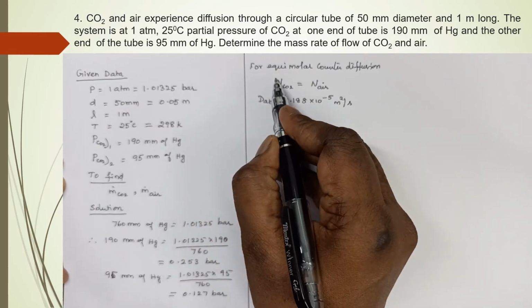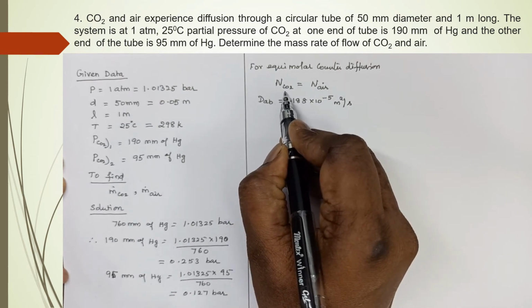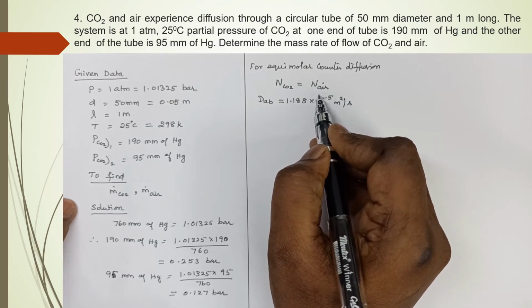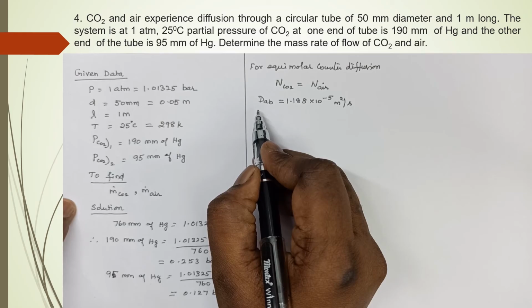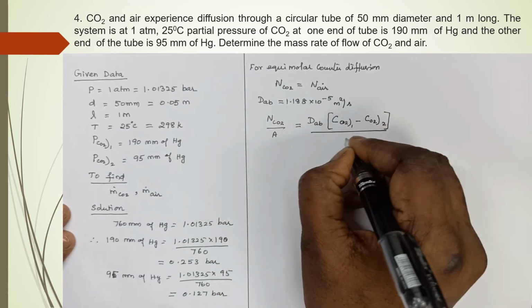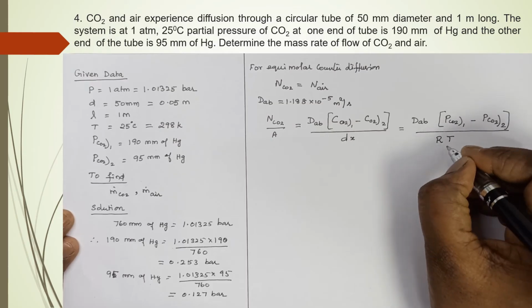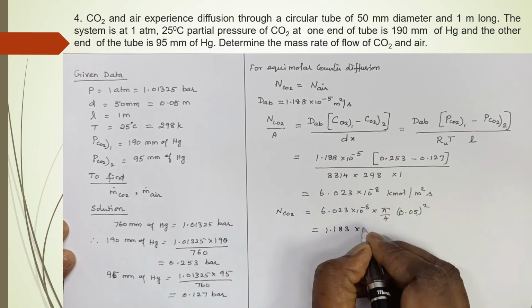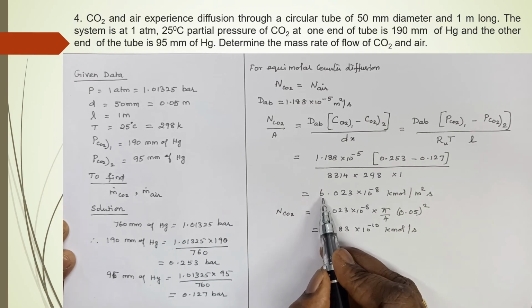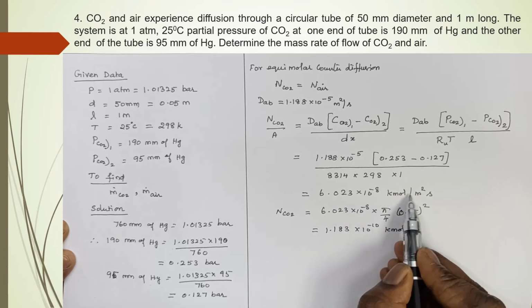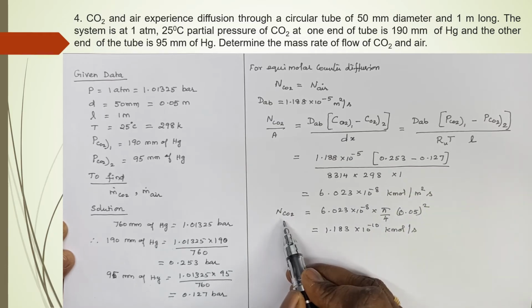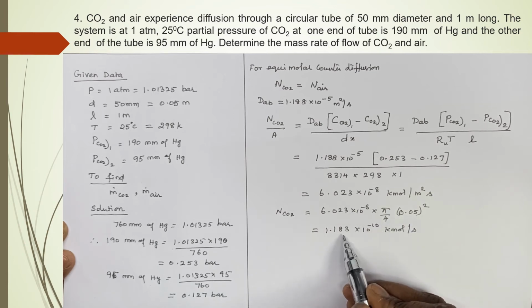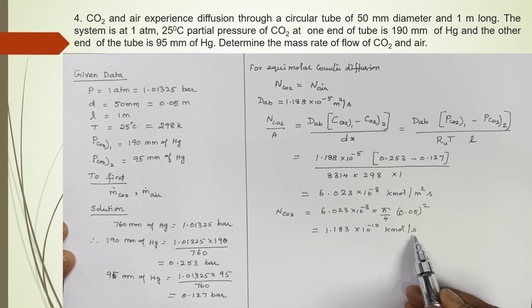So for equimolar counter diffusion, the molar concentration of carbon dioxide is equal to the molar concentration of air, but the mass concentrations are not equal. First we will find DAB, the diffusion coefficient, from the data book. So Na by A is 6.023 into 10 power minus 8 kilomole per meter square second. Na is multiplied by the area, pi by 4 d square, so we will get 1.183 into 10 power minus 10 kilomole per second.